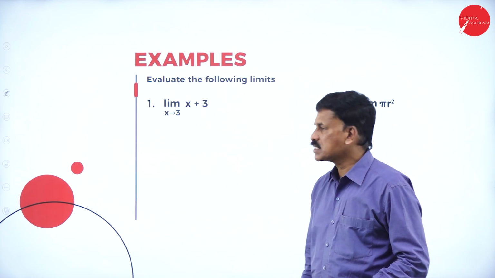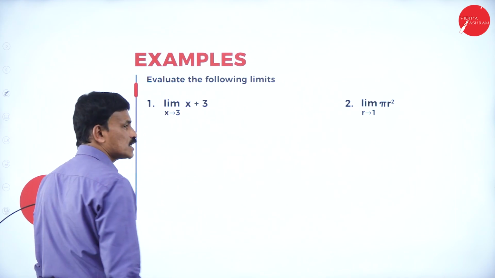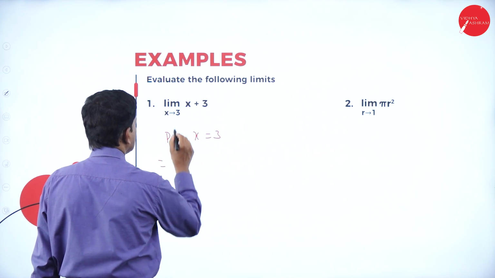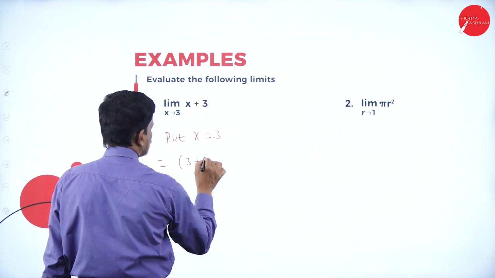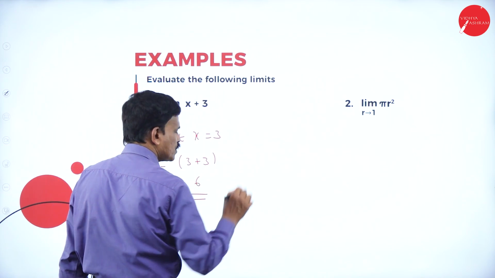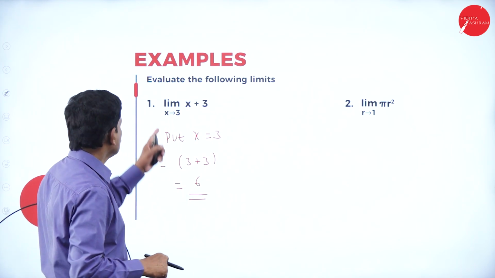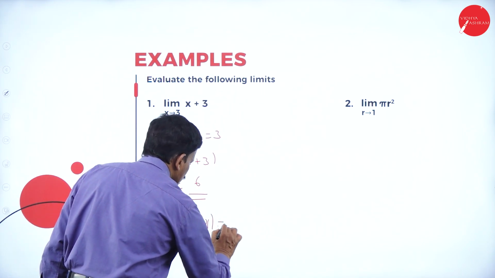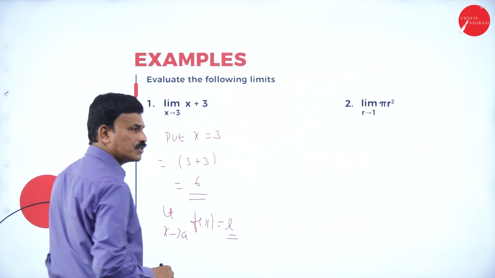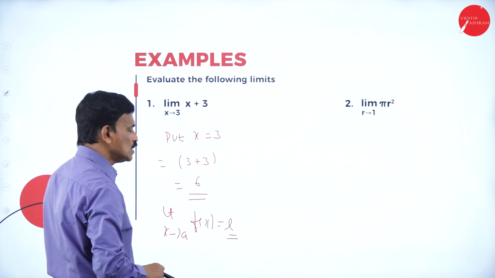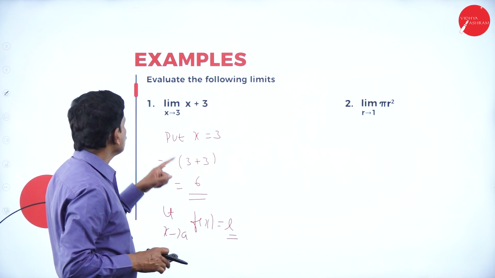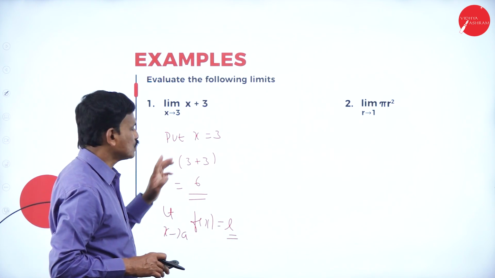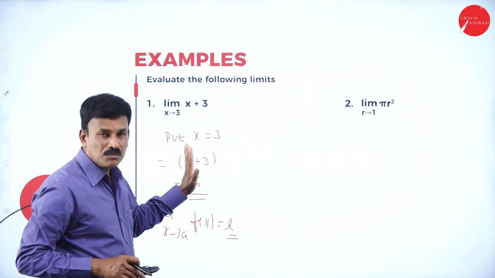Evaluate the following limits. First, limit x tends to 3 of x plus 3. Just very simple. Put x equal to 3, then this becomes 3 plus 3, which is equal to 6. So here you can observe that limit x tends to a of f(x) is equal to L means the value of the limit is 6 when x is nearly equal to 3. Here f(x) is x plus 3. When x tends to a, means x is equal to a, means x is equal to 3, the value of the limit L is equal to 6. So this is the meaning of the limit of a function.